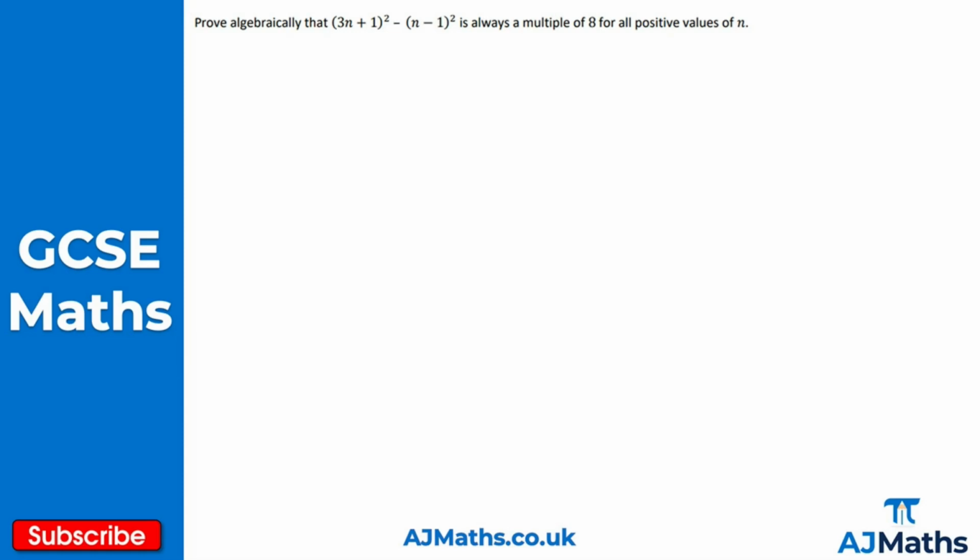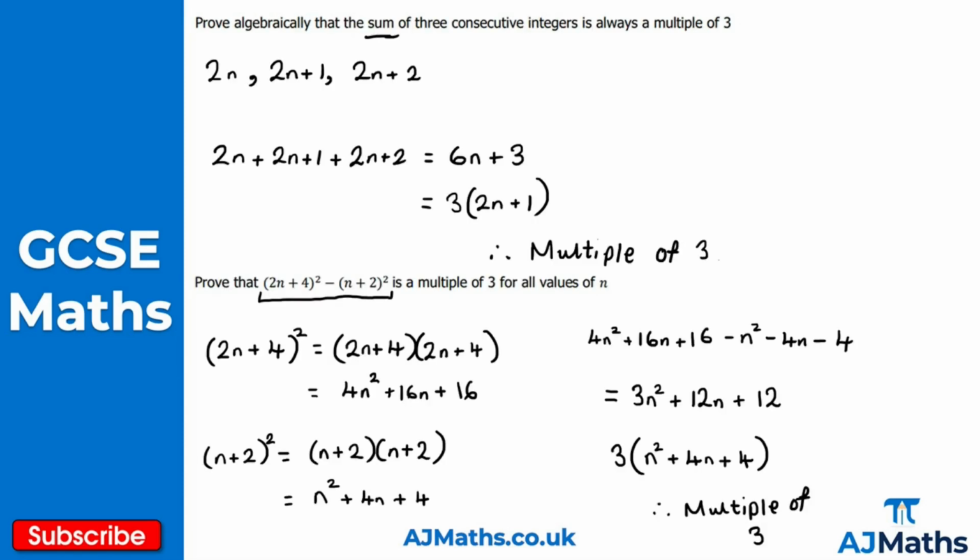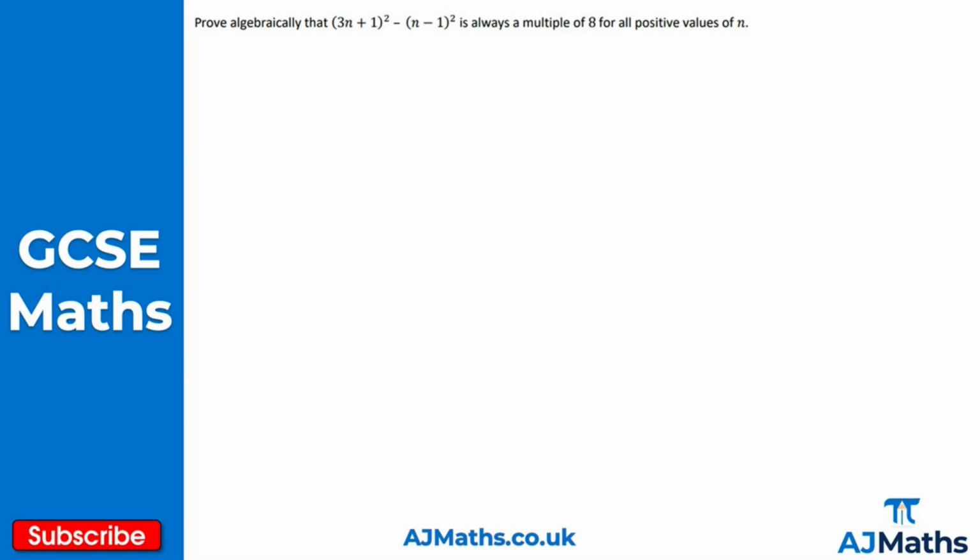Now let's take a look at one more here just to finish with. Again, pretty similar to the last one we've just done, where we showed it were a multiple of 3. This time we just want to show that it's always a multiple of 8 for all positive values of n. Again, just expand these brackets separately. So I've got 3n plus 1. We square all of this. So again, this is just double brackets. You don't have to write the double brackets out like I'm doing here, but I would recommend it if you're prone to making those mistakes.